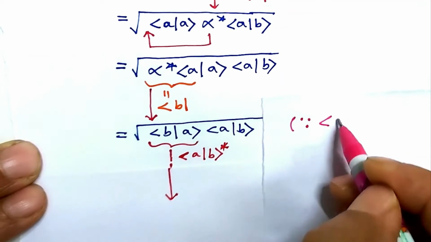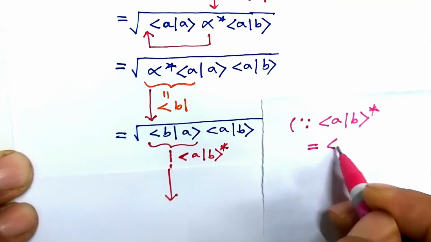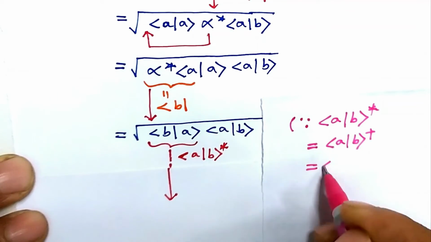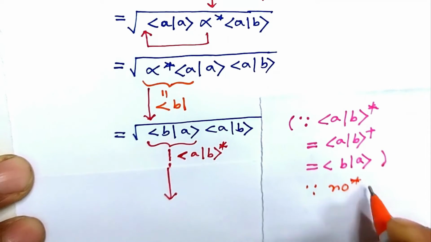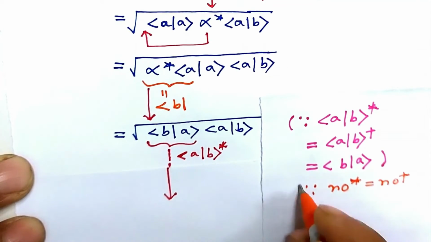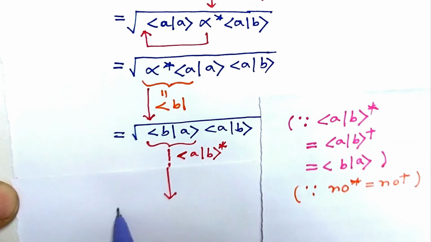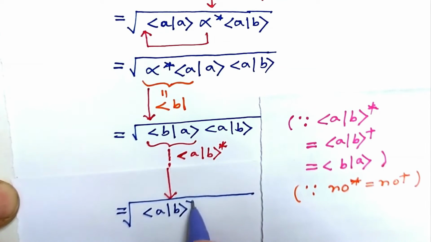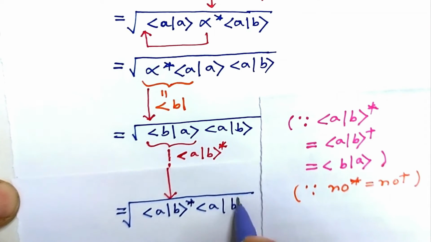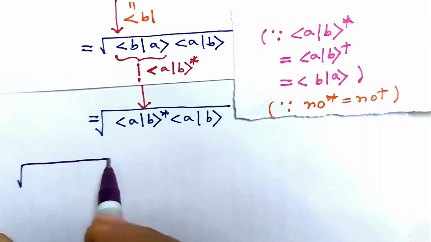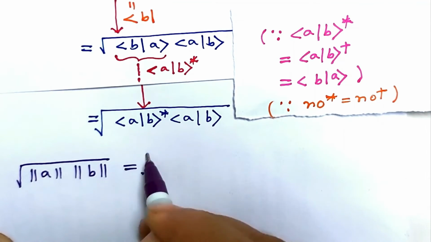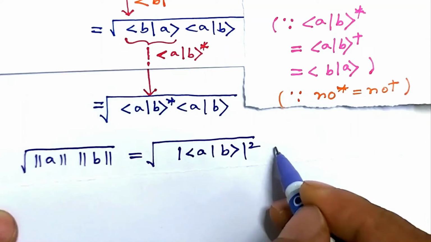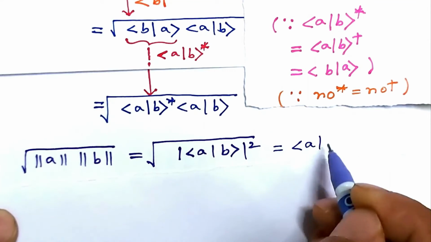This is because bra A ket B star is equal to bra A ket B dagger, which is bra B ket A, since a number star is equal to the number dagger. Here star means complex conjugate. Hence the left hand side is the square root of bra A ket B star into bra A ket B. We thus have the square root of norm of ket A into norm of ket B equal to the square root of mod of bra A ket B squared. This is obviously equal to bra A ket B.